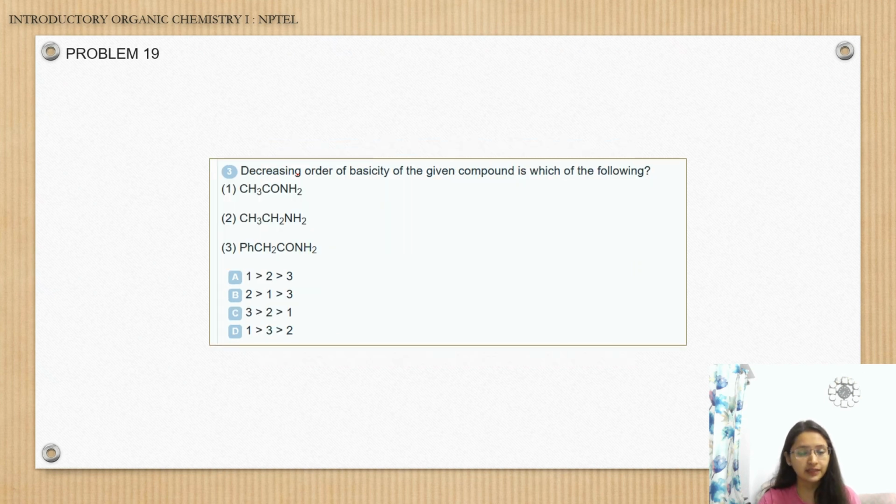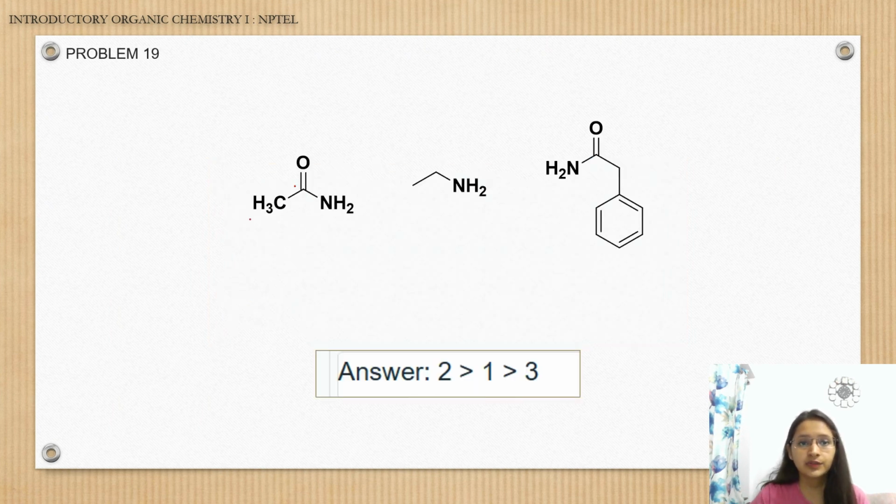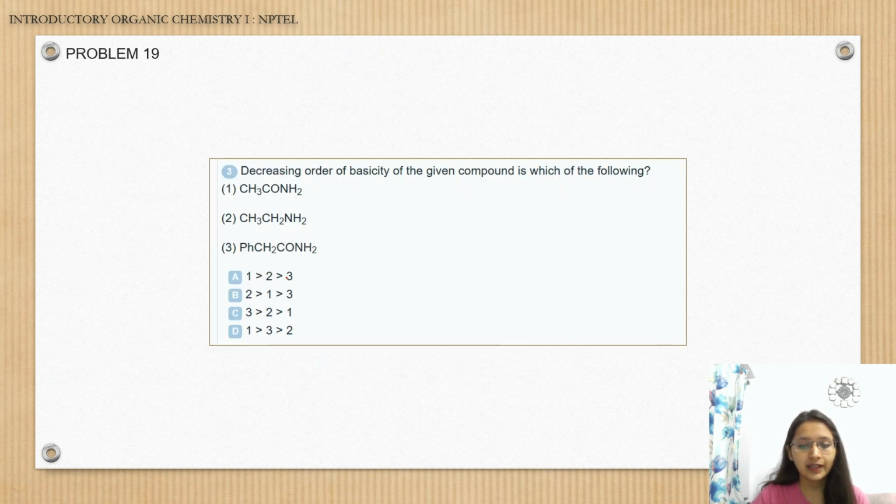So here you have to assign the decreasing order of basicity. This will be the last question of this session, guys. Please pay some attention here. They are asking the decreasing order of basicity of the given compounds, which of the following? I have just drawn these three. This is 1, 2, and 3.